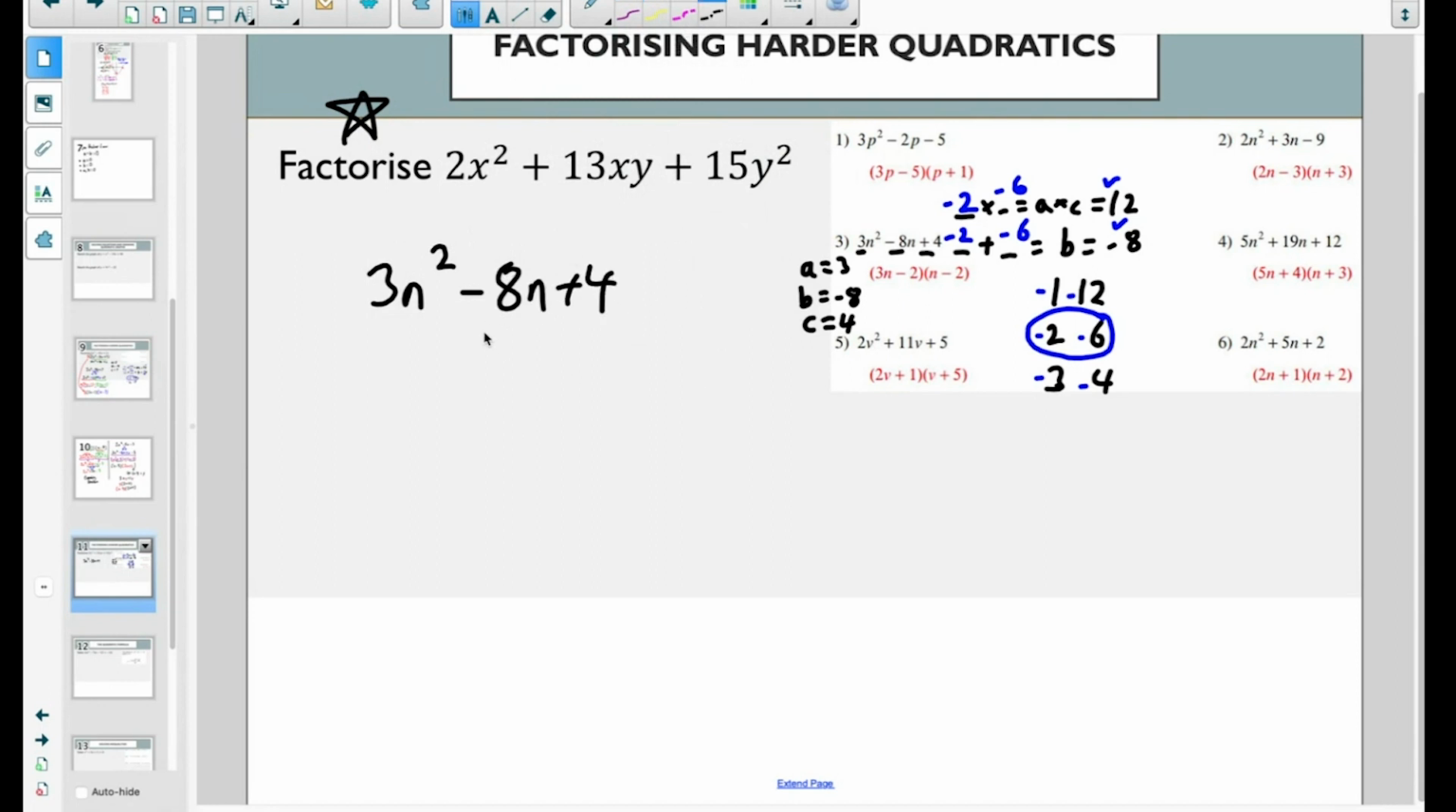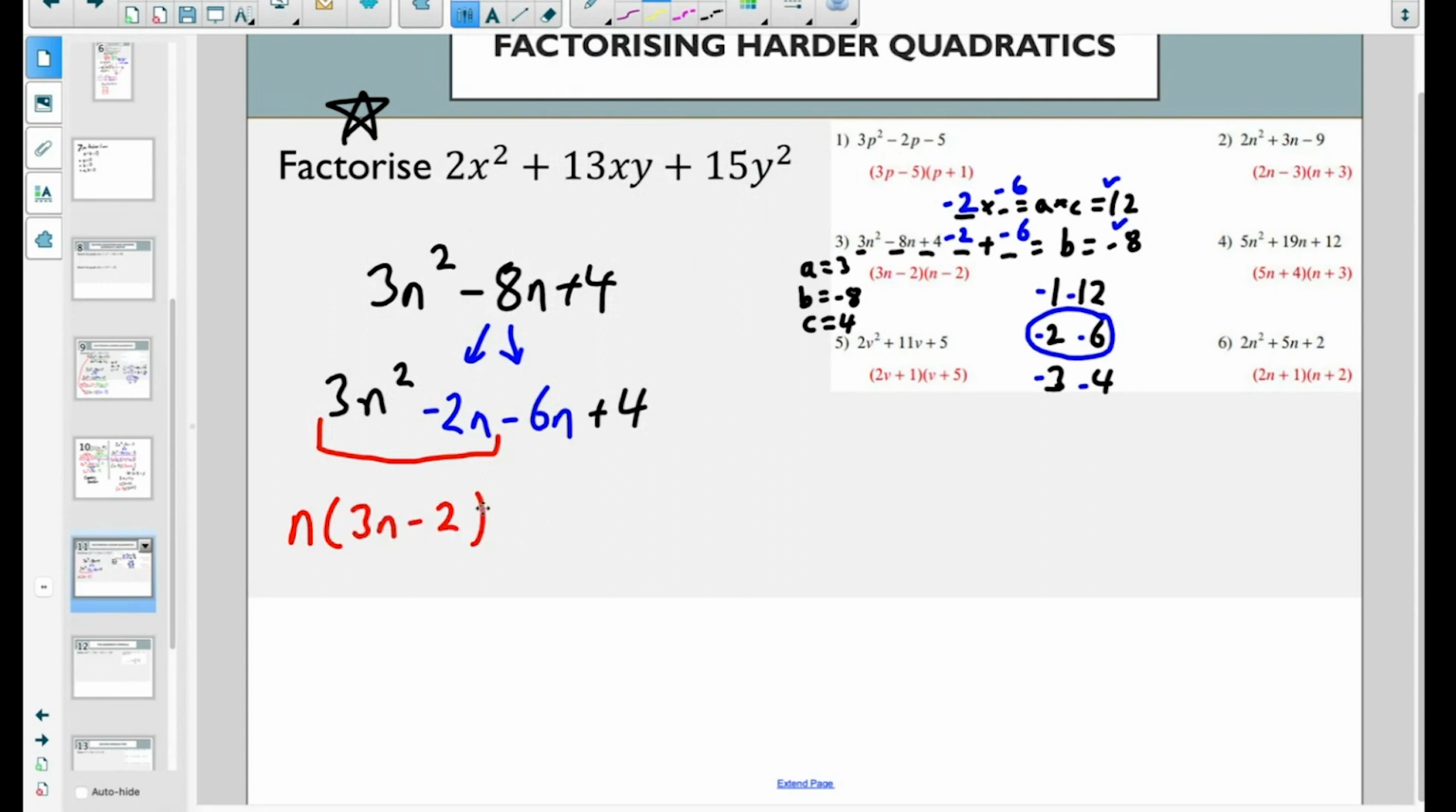Okay, so coming back to this question, 3n squared minus 8n plus 4. We're going to factorize this by splitting this up into -2n and minus 6n. This 3n squared stays the same, and this positive 4 stays the same. I factor out my greatest common factor of n here, and I'm left with 3n minus 2 inside the brackets.